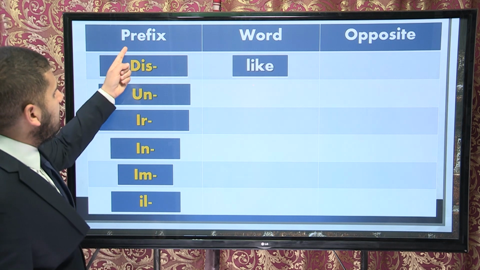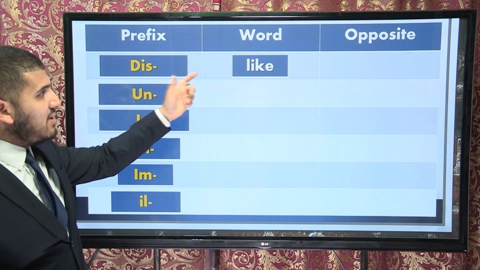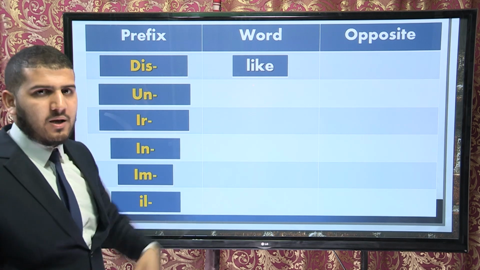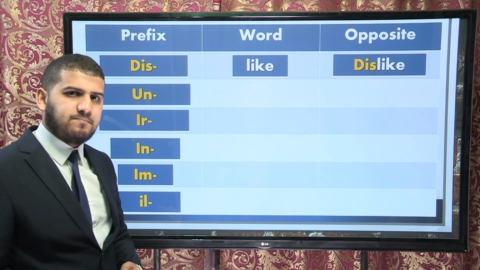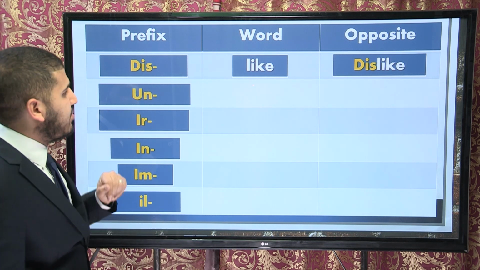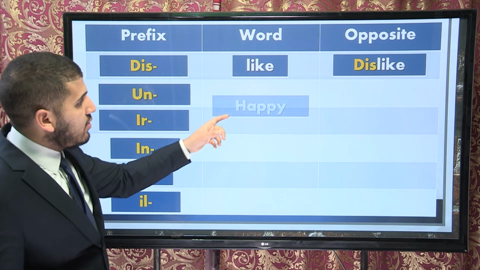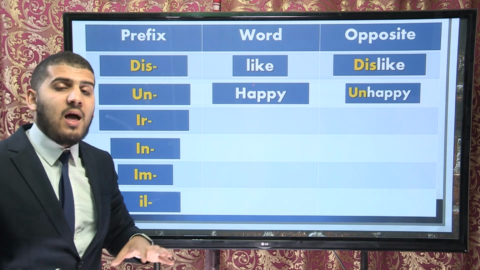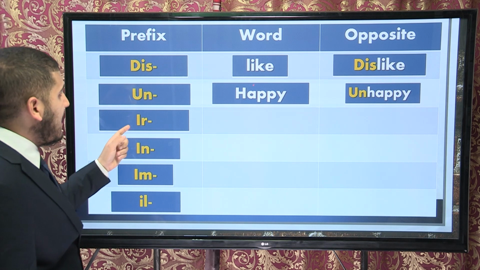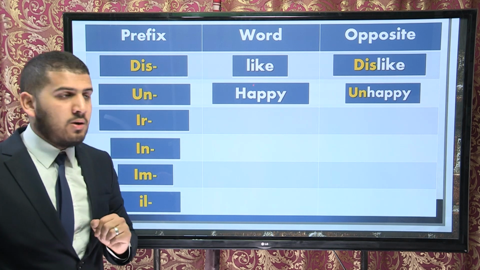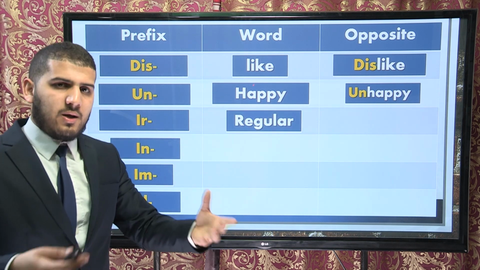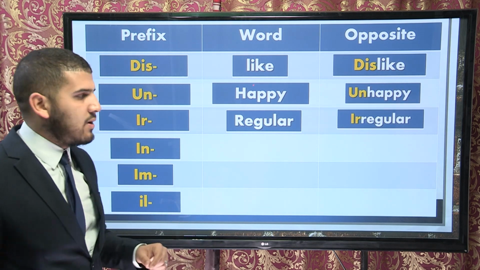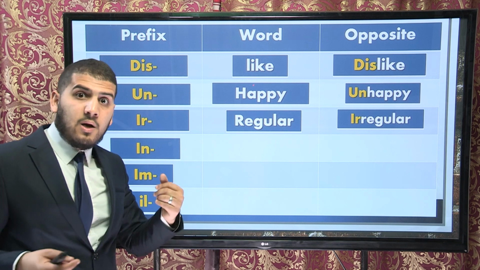So we're going to see some examples and how to form the opposite of some words. So we have the prefix dis and we have the word like. So it gives us the opposite of like, which is dislike. We have the prefix un and the word happy. So the opposite of happy is unhappy. We have the prefix ir and we have the word regular. It gives us the opposite irregular. So the opposite of regular is irregular.